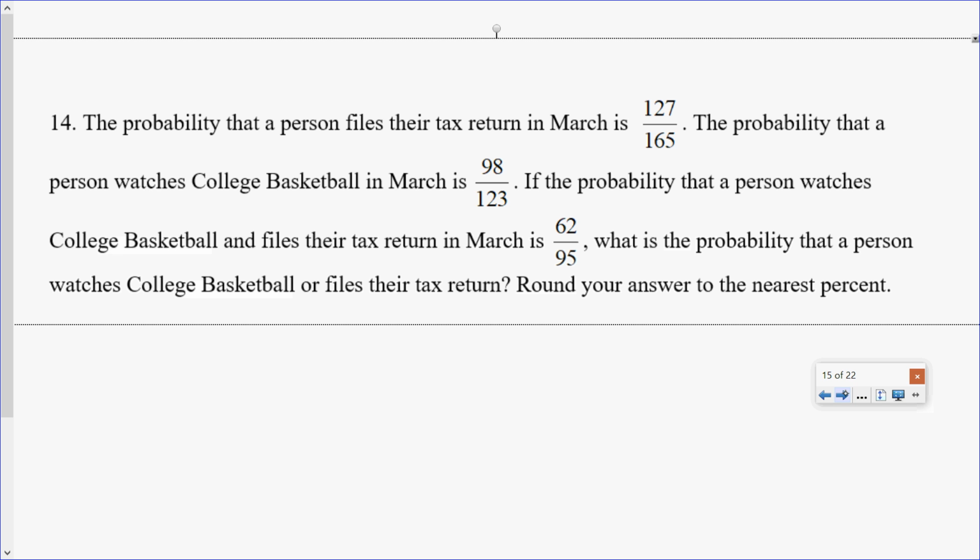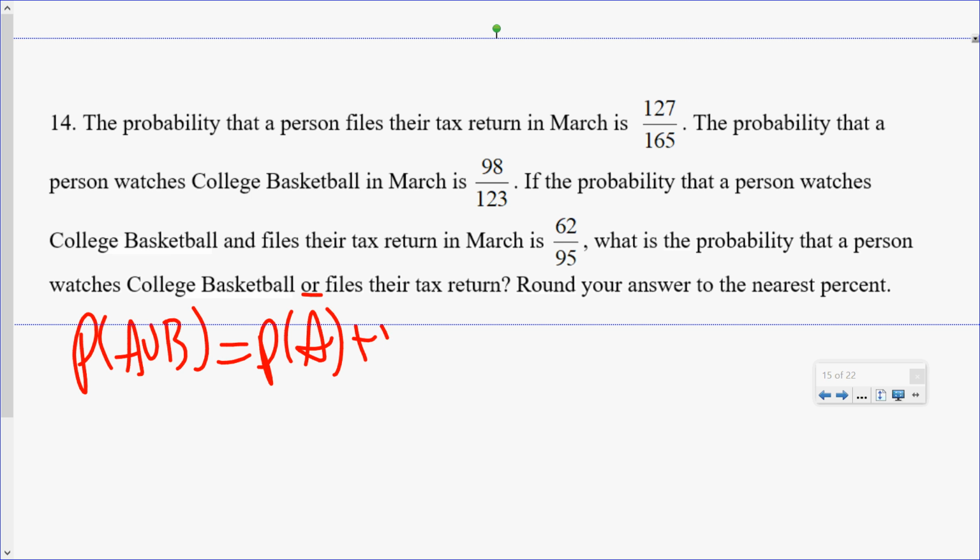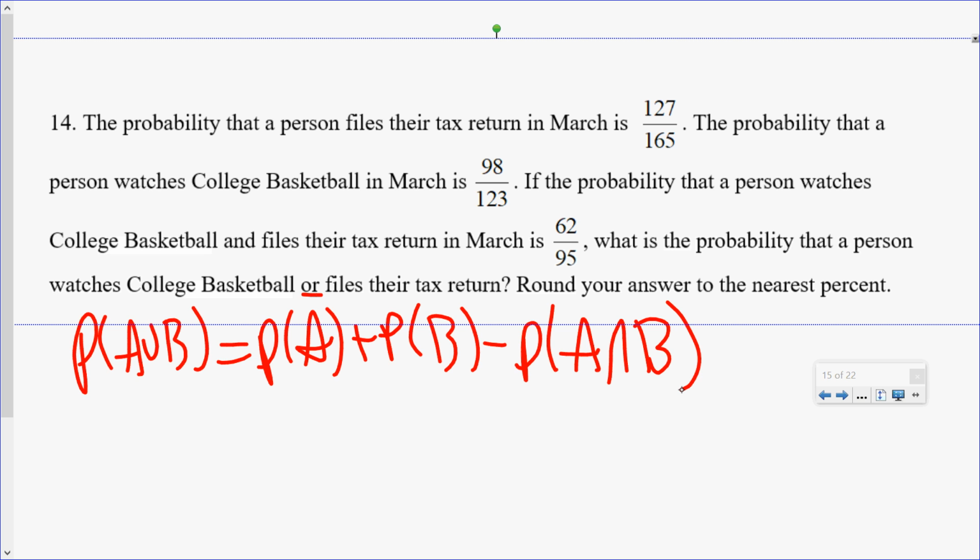If the probability that a person watches college basketball and files their tax return in March is 62 over 95, what is the probability that a person watches college basketball or files their tax return? It's a lot of words here. Keyword, or. P of A or B equals P of A plus P of B minus P of A and B. It's asking for P of A or B.